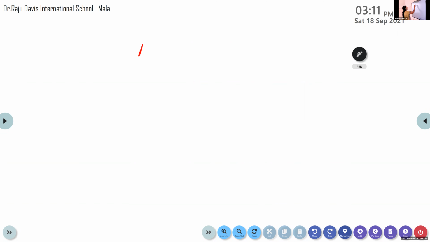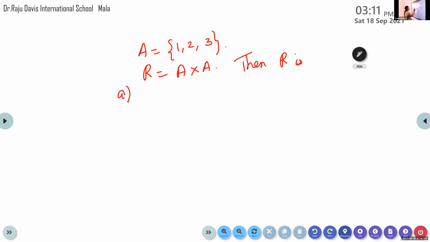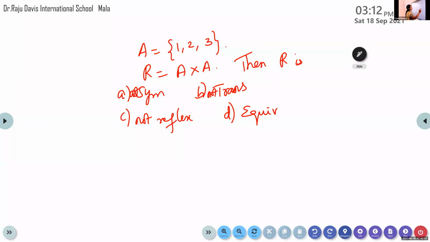A is equal to the set 1, 2, 3. R is equal to A cross A, the whole set you take. Then the options are given like this. It is symmetric, transitive. It is not symmetric, not transitive, not reflexive. D, it is an equivalence relation. What is the answer?